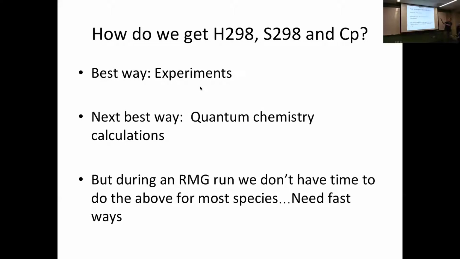So how do we get these individual properties? Of course, obviously, the best way to do this is to have an experiment for absolutely everything, and then, as long as it's an accurate enough experiment, you have a pretty good idea what everything is, and you don't have to worry about that.